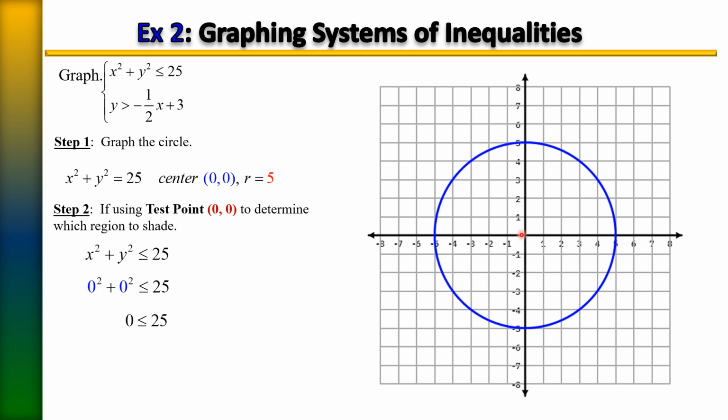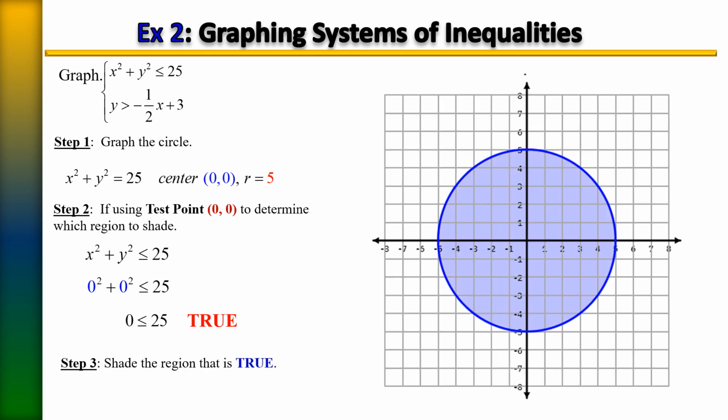So what that means is, if you get a true, then you will shade the region where the test point is. So everything inside is true, which means the opposite is the false area, and we do not want to shade the false area. Again, if you use the test point 0, 0, the point of origin, and you get a true statement, that means shade everything with that test point, that region. That is your true side. So our circle is going to look like so. Okay, so we're done with the first graph.